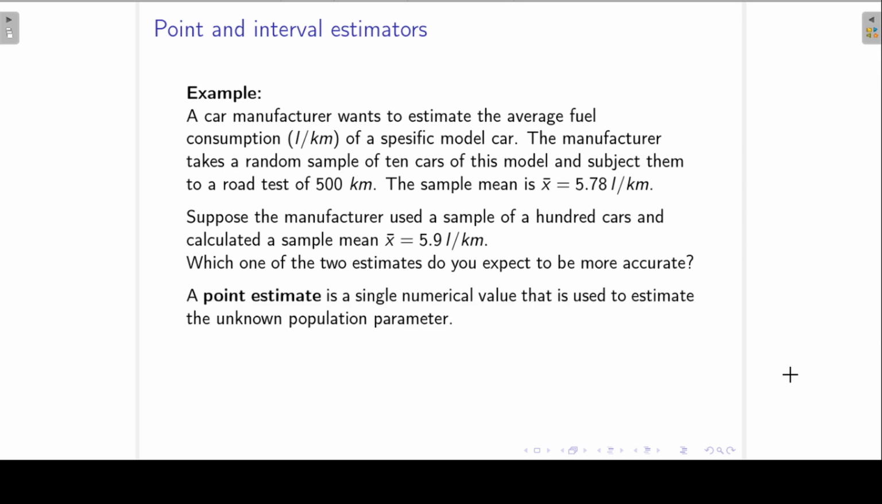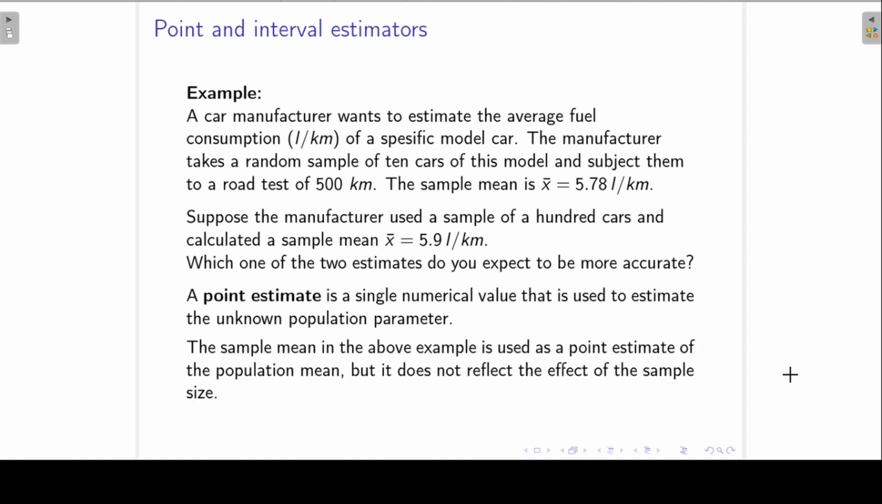Now, a point estimate is something like what we have in this example, where we use a single numerical value to estimate the unknown population parameter. The problem with a point estimate is that it does not reflect the effect of the sample size.